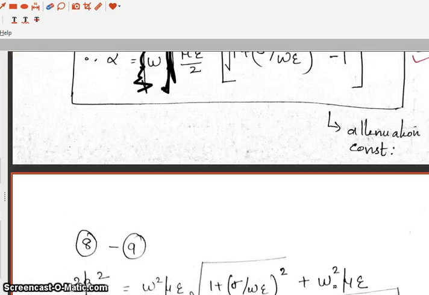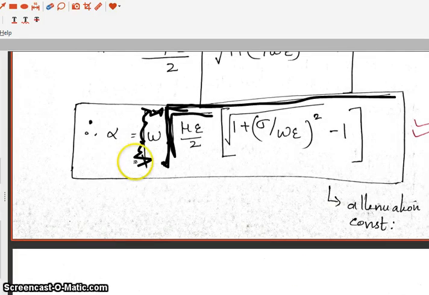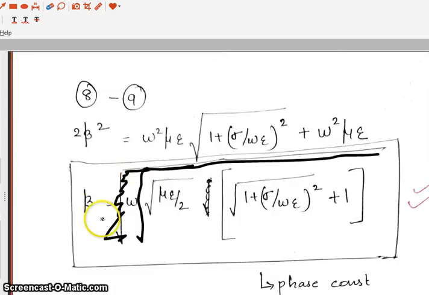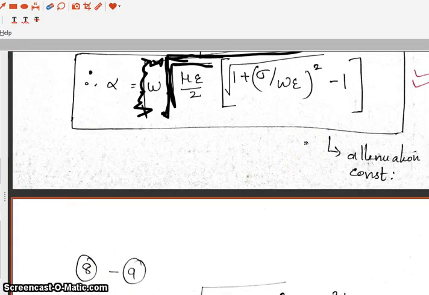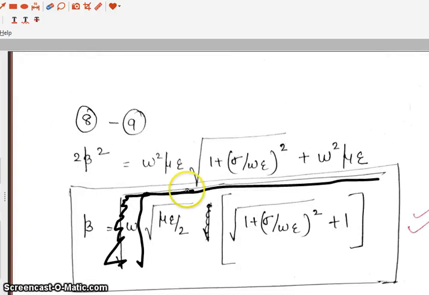So these are the expressions for alpha and beta, where alpha is the attenuation constant and beta is the phase constant. And that's all in this derivation. Also, please try to learn the expressions for alpha and beta by heart.